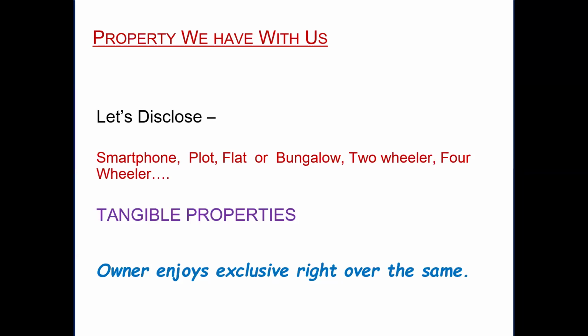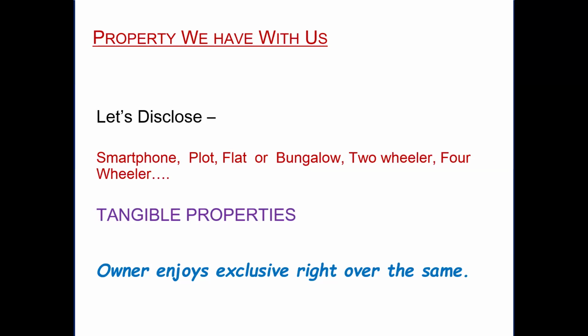Exclusive right means if I am the owner, I am the only owner of such a thing. If I have purchased a flat today, I will not ask anybody to come to live with me as a partner in that, because that is only my property. You can definitely come as a guest, but that does not mean that you are a co-owner of that property. So whenever we are talking of such things, we are extremely considerate about the ownership.